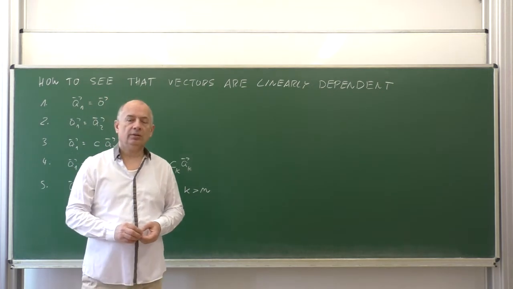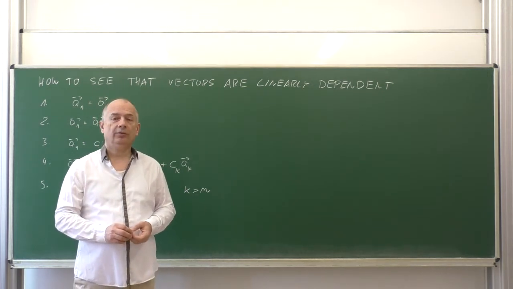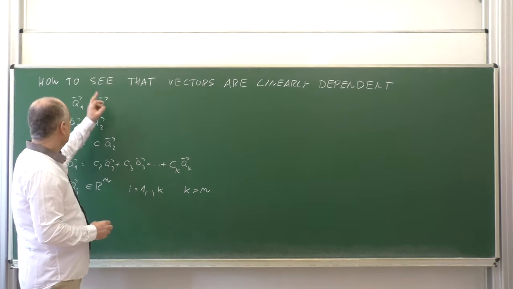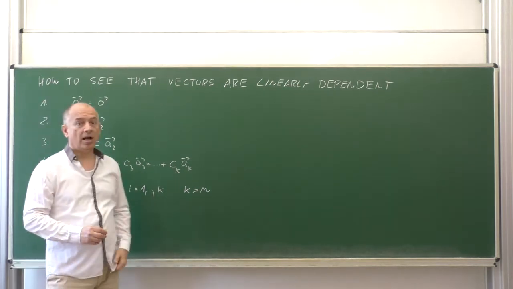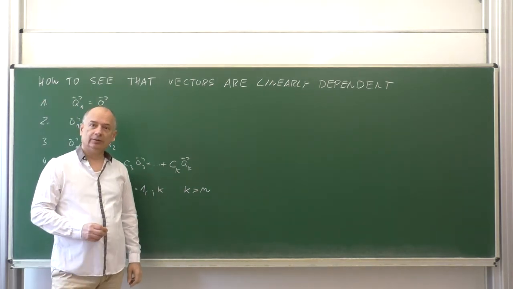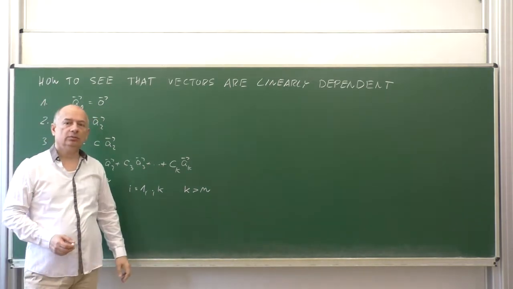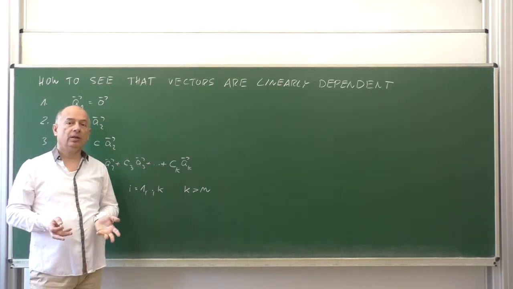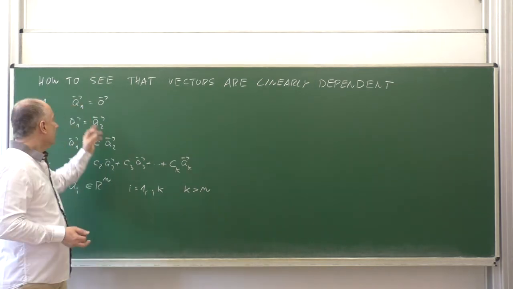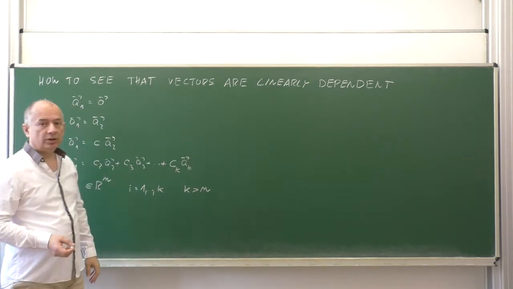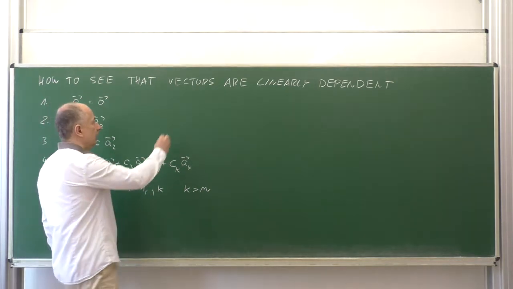In this section, I will tell you a few tricks, a few signals, for how to quickly see that given vectors are indeed linearly dependent. If you look at the vectors and one of them is equal to 0, then the set is definitely linearly dependent. We can easily build a non-trivial linear combination for such vectors.